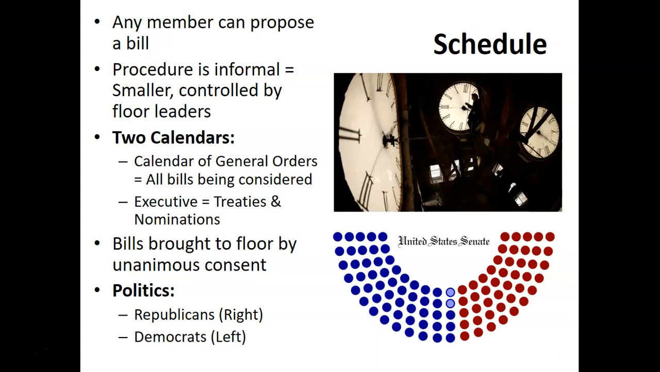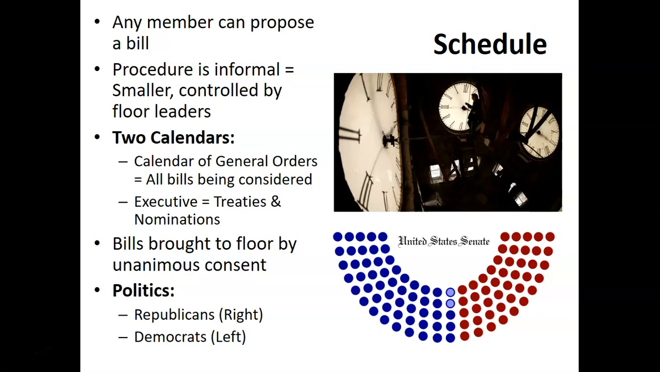And then the other calendar, which is pretty much everything they have. And then the other calendar is anything that are actions done by the executive branch, such as treaties with other countries or nominations to positions such as the Supreme Court, cabinet members, military officers, and so forth. Now, typically how they bring bills to the floor is by unanimous consent. Everybody says, hey, look, let's bring it in, let's talk about it, let's debate it, and so forth.